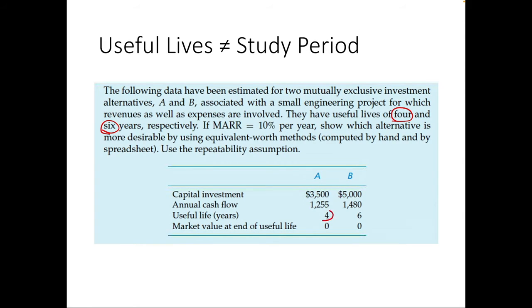See, for option A, the useful life is 4 years. Option B, useful life is 6 years. So the useful lives of these two options are different. And the MARR is 10% per year. And which alternative is more desirable?